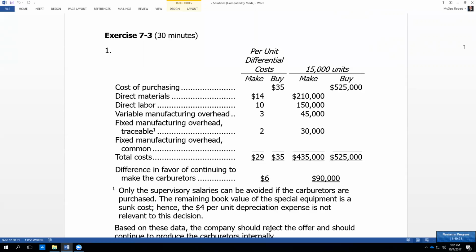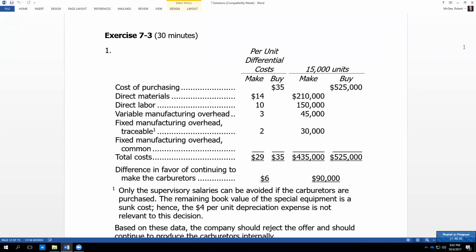So they have direct materials. This is based on a volume of 15,000 units per year. That'd be 14 per unit for direct materials, 10 for direct labor, variable manufacturing overhead of 3, fixed manufacturing overhead that's traceable of 6 with a little asterisk there. It says 1/3 supervisory salaries, 2/3 depreciation on special equipment with no residual value. How does that throw a monkey wrench into things at $6? We break that into 2 and 4, right?